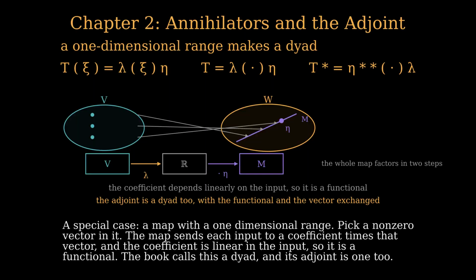A special case, a map with a one-dimensional range. Pick a non-zero vector in it. The map sends each input to a coefficient times that vector, and the coefficient is linear in the input, so it is a functional. The book calls this a dyad, and its adjoint is 1, 2.